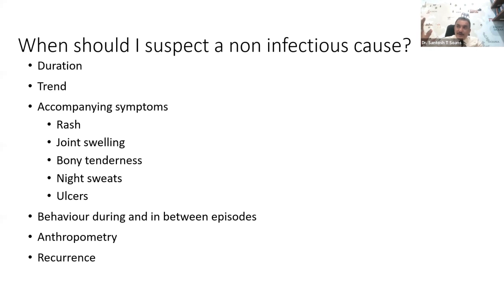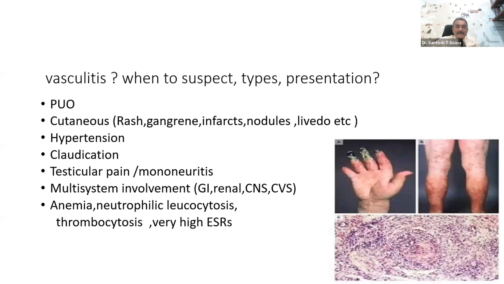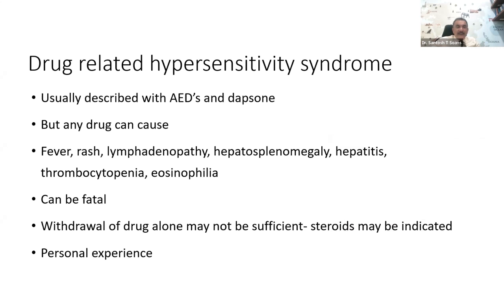Anthropometry: a child who has got infective fever will definitely have his weight and growth parameters reduced. So make sure you plot the growth curve, and recurrence. These are all this thing. Vasculitis, you can see this vasculitis which is occurring.